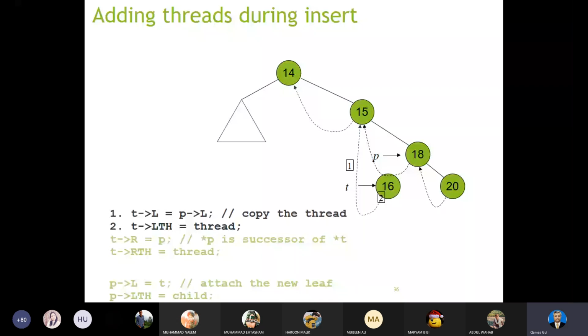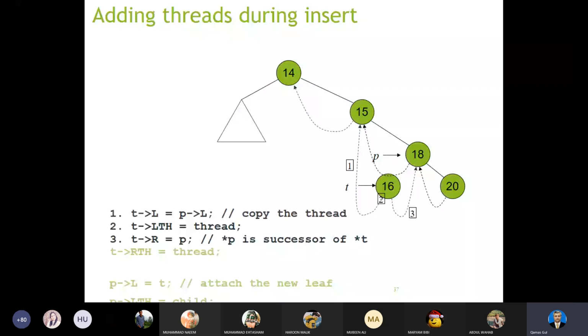उसके बाद थर्ड स्टेप में T arrow right। T स्टैंड्स फॉर 16, T का जो right पॉइंटर है, that should be pointing towards its parent, that is 18. This is third step. P is successor of T.